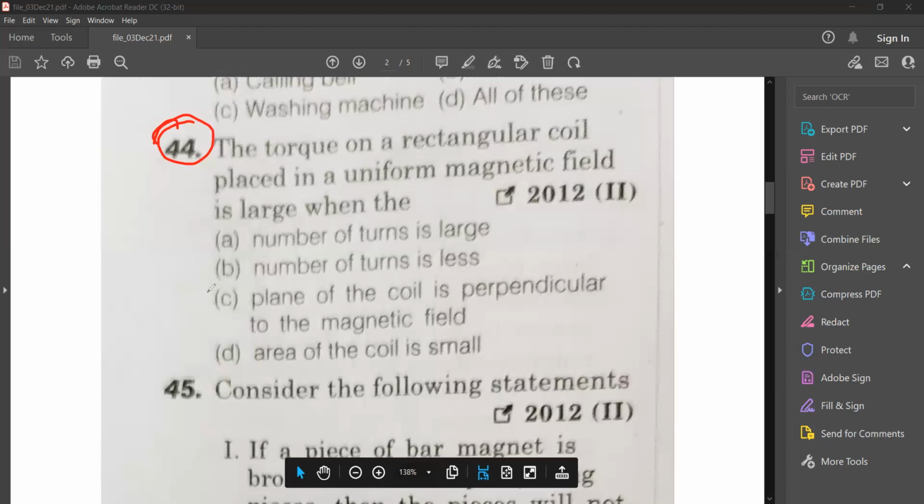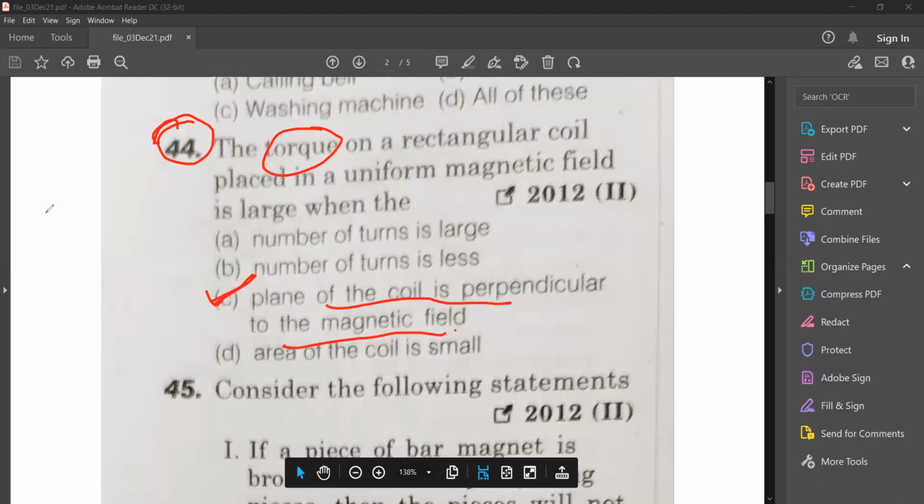Yes, the correct answer is option C. Torque is large when plane of the coil is perpendicular to the magnetic field. Torque acting on a rectangular coil is large when the plane of the coil is perpendicular to the magnetic field. All of you note down the answer. Torque is large when plane of the coil is perpendicular to the magnetic field.